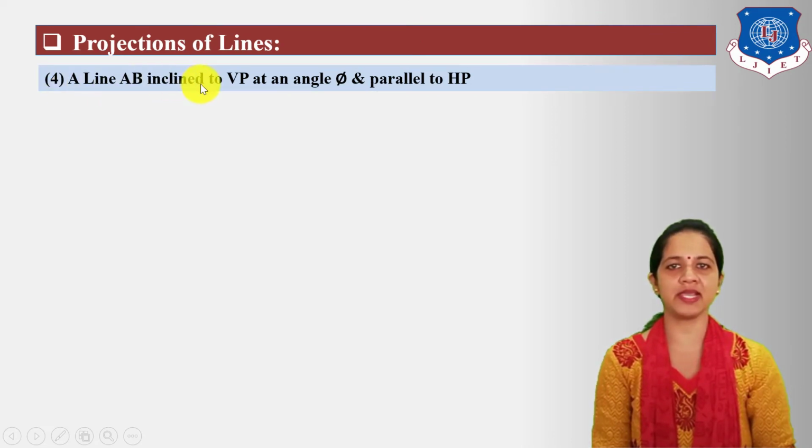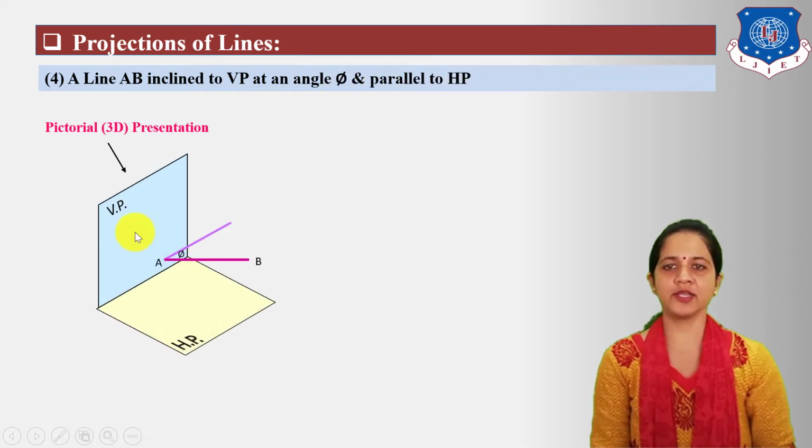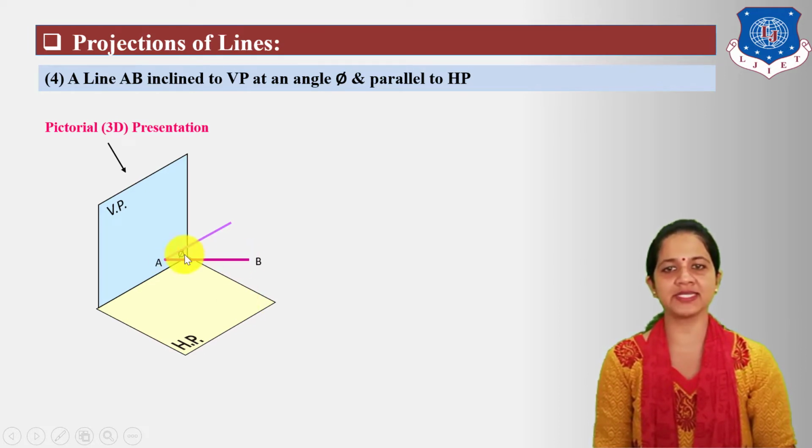A line AB inclined to VP at an angle phi and parallel to HP. Here you can see the pictorial or 3D presentation of given line AB, which is inclined to VP at an angle phi and parallel to HP. Next, take projection of this line from front and top direction. In this case, the true length of this line we can see from top direction.